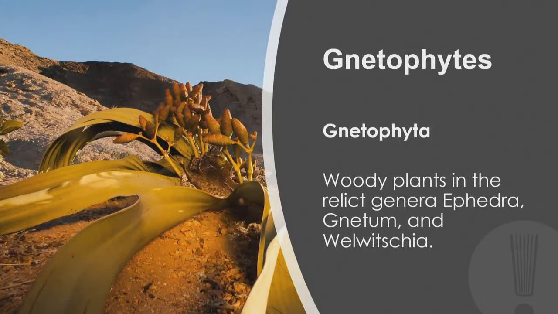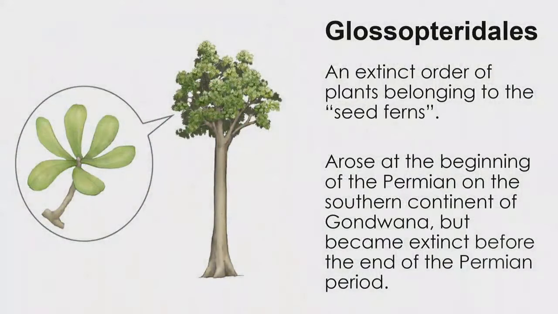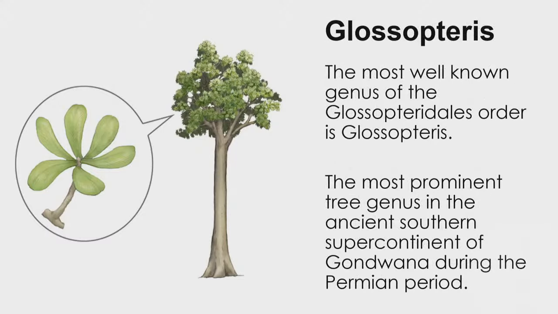Then gnetophytes. These are woody plants and only have a few relict genera of this still around today. Each one, I think, just contains a single species, but these were more diverse at the time. But an extinct order of plants belonging to the seed ferns are the glossopterids. These arose at the beginning of the Permian on the southern continent of Gondwana, but became extinct before the end of the Permian period. The most well-known genus of this order is Glossopteris.